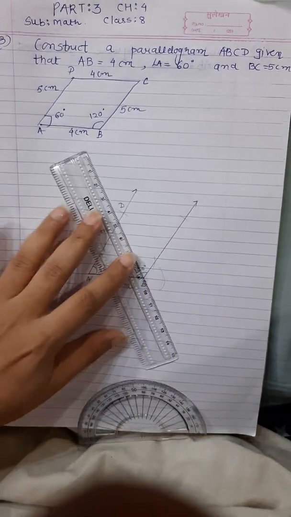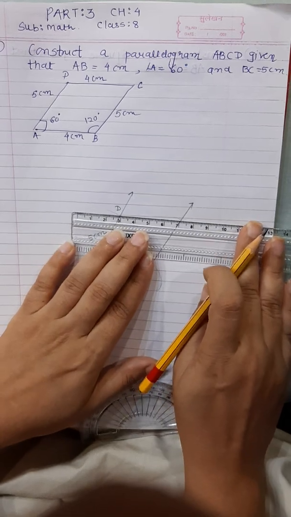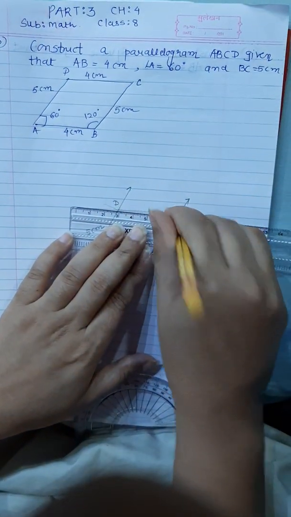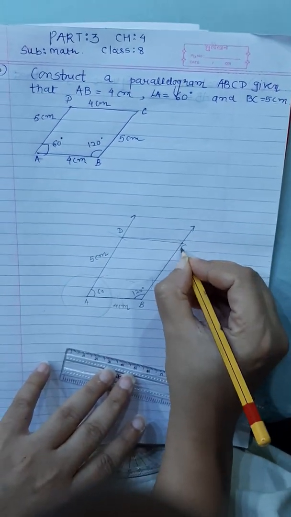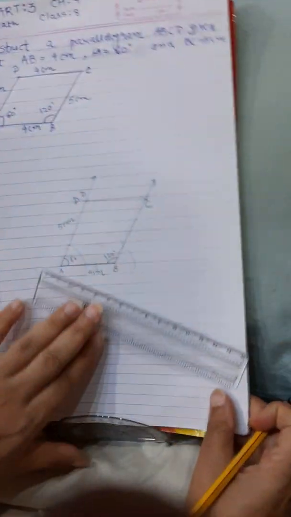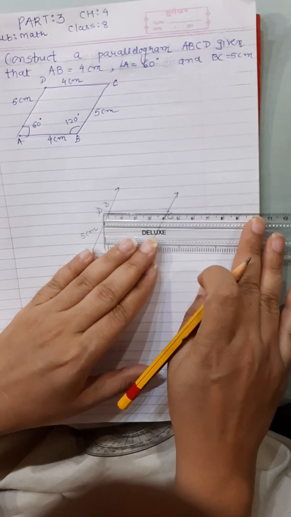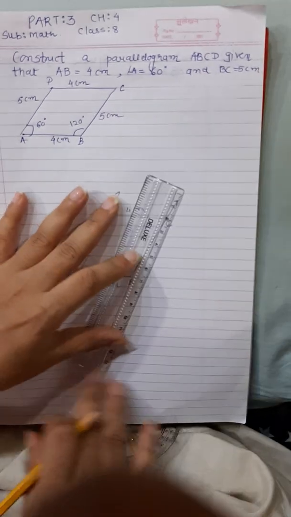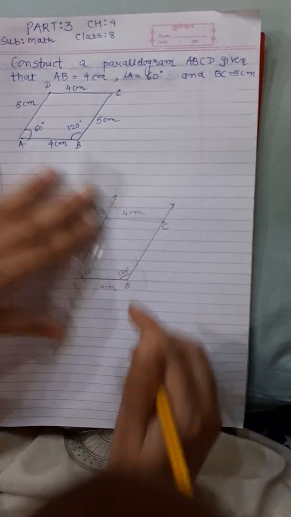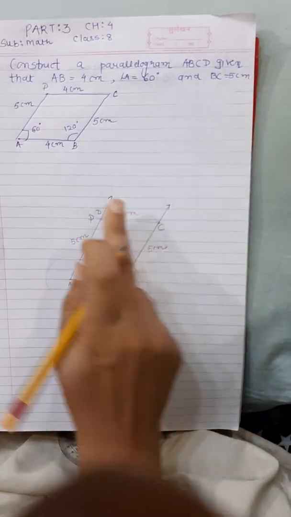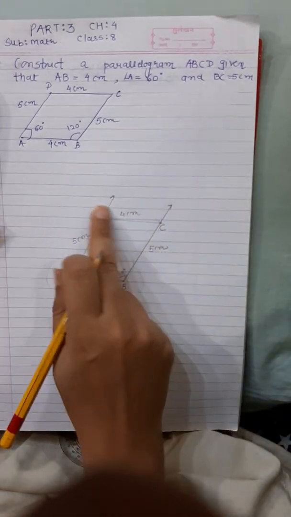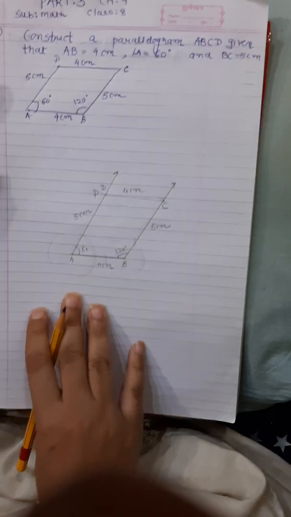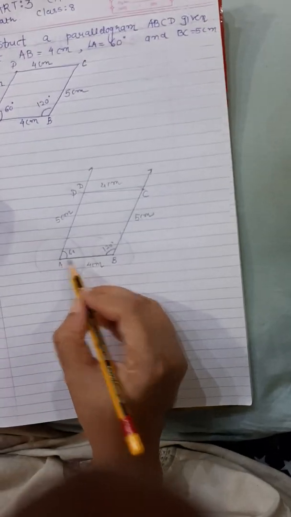Now join these two. This is your C and this is your D. If you measure it, you will also get this as 4 centimeter. And if you measure this, this is 5 centimeter. This extra you can rub, but I would suggest not to rub, so the teacher can make out where you have drawn all these arcs. So this is my parallelogram ABCD.